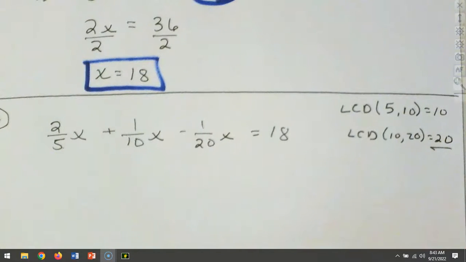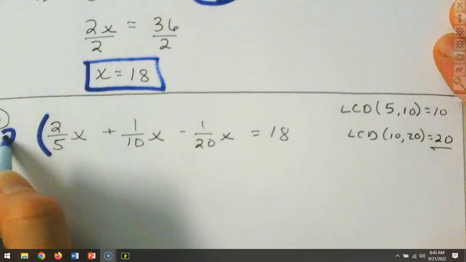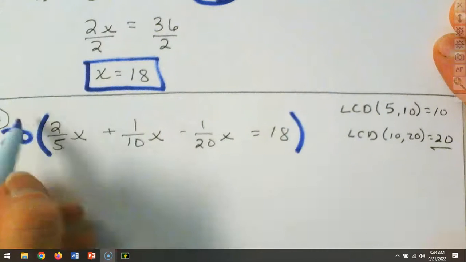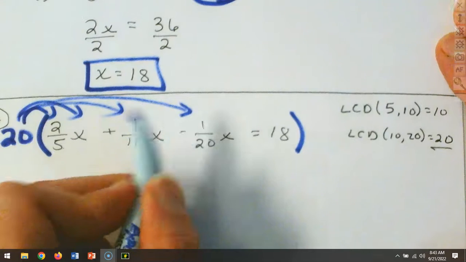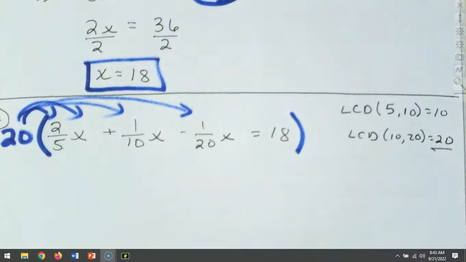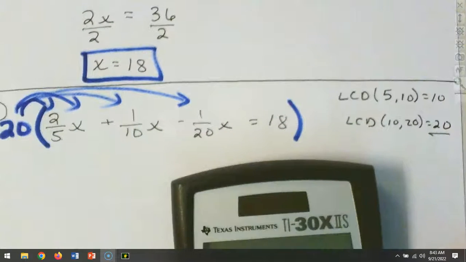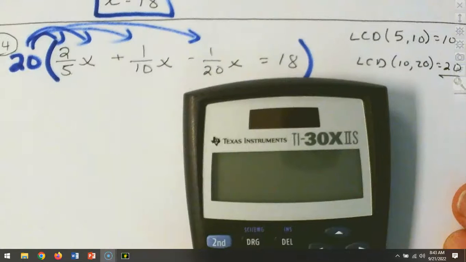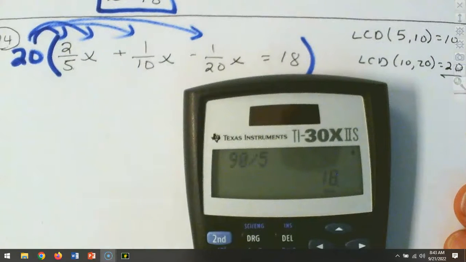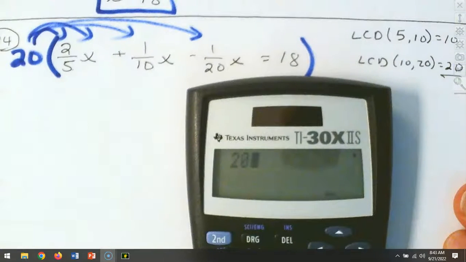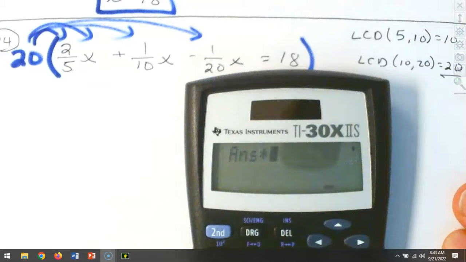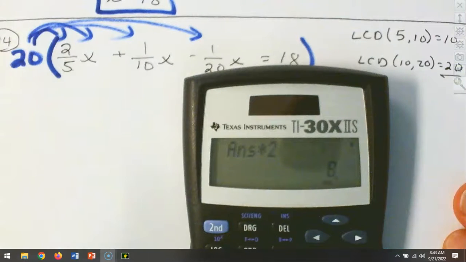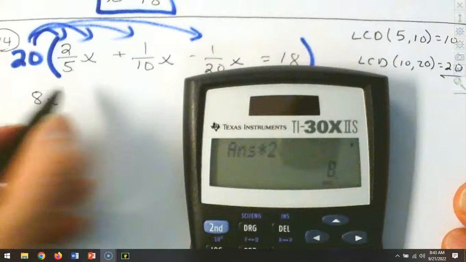So now we put our 20 out in front, and we're going to multiply through. Divide by the number down below, multiply by the number on the top. I'll put the calculator up here so you can actually see what we're doing. Let's start with the first one. What do we do here? Here we got 20, right? We're going to divide it by the 5, and then multiply it by the 2. And that gives you now 8x.